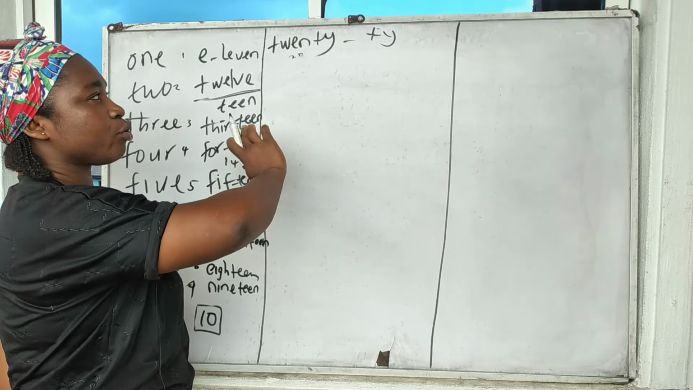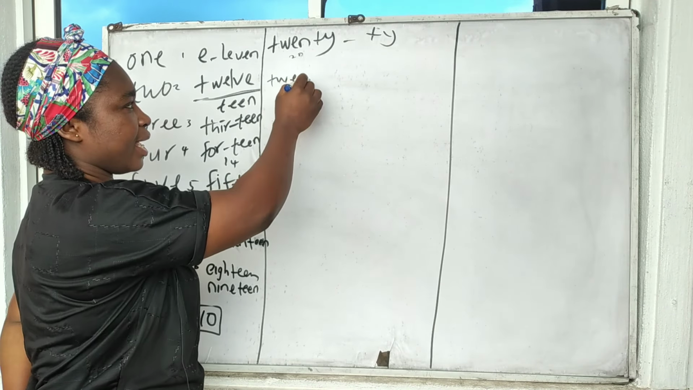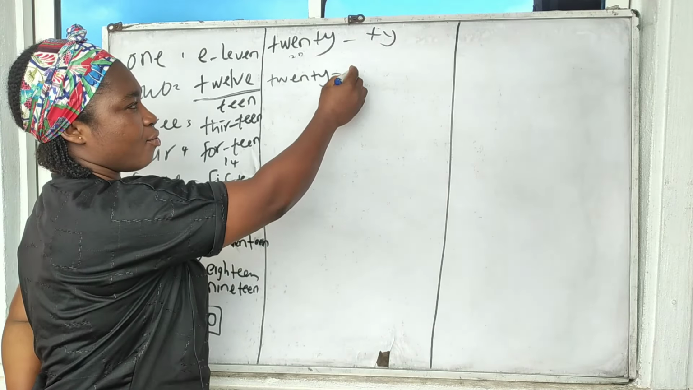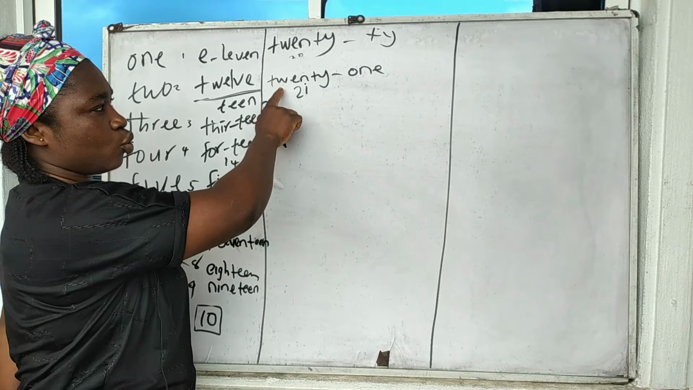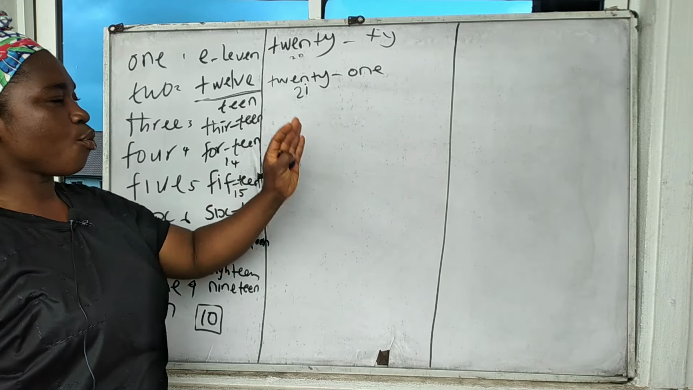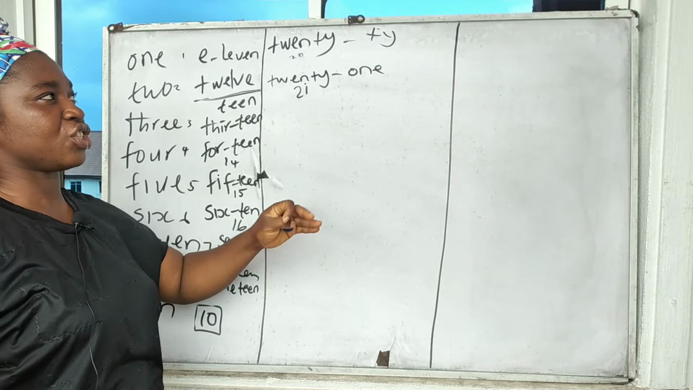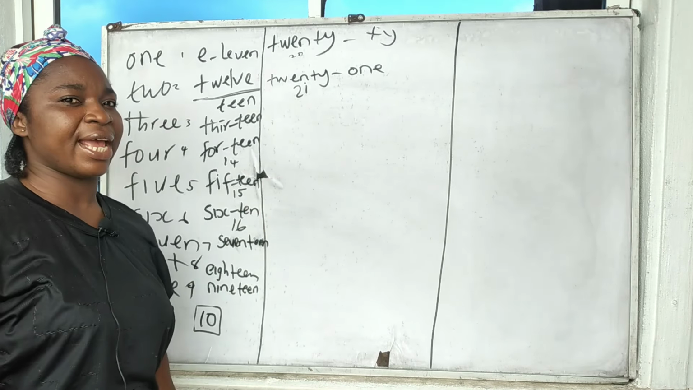Okay, when we have 21, we're still going to have 20, and we have 1. This is going to appear like this, 21. So this is how we're going to move for 30, 40, 50, 60 until we get to 90. We stop before we enter 100.